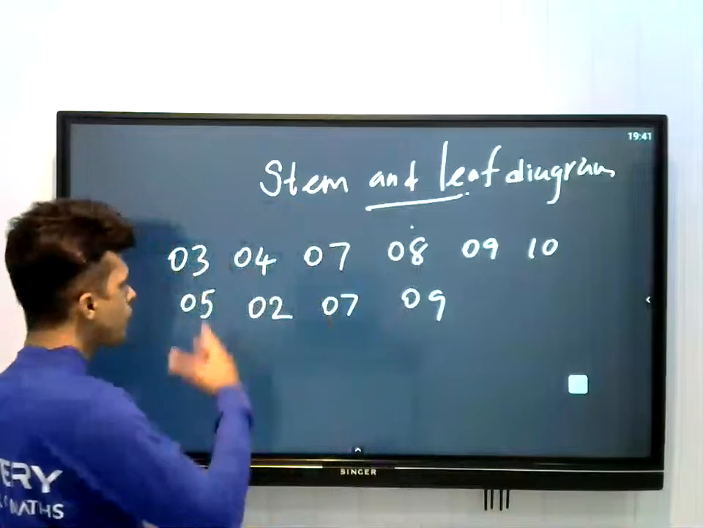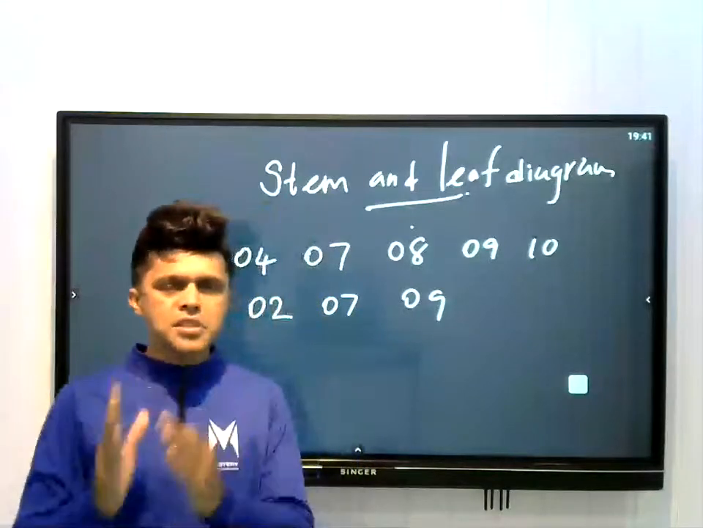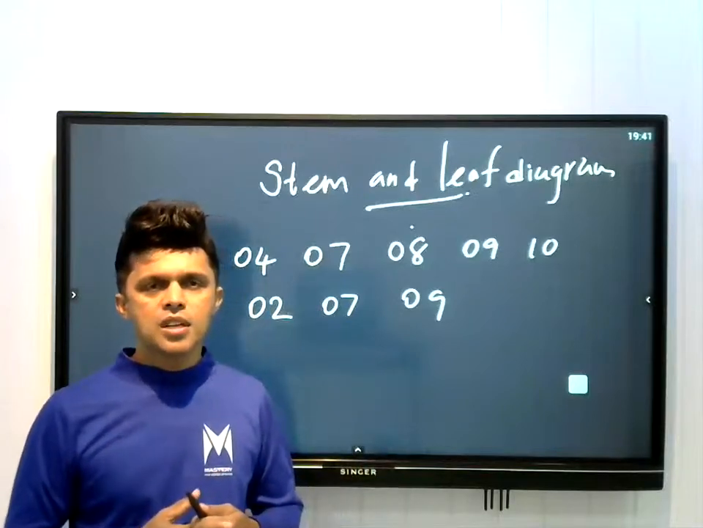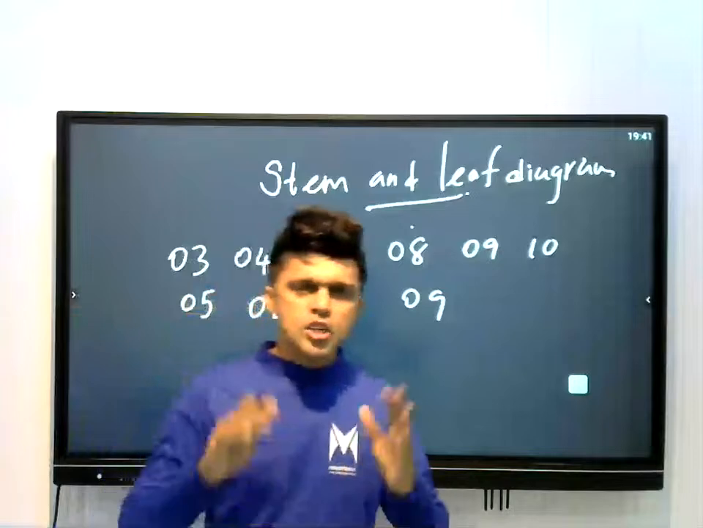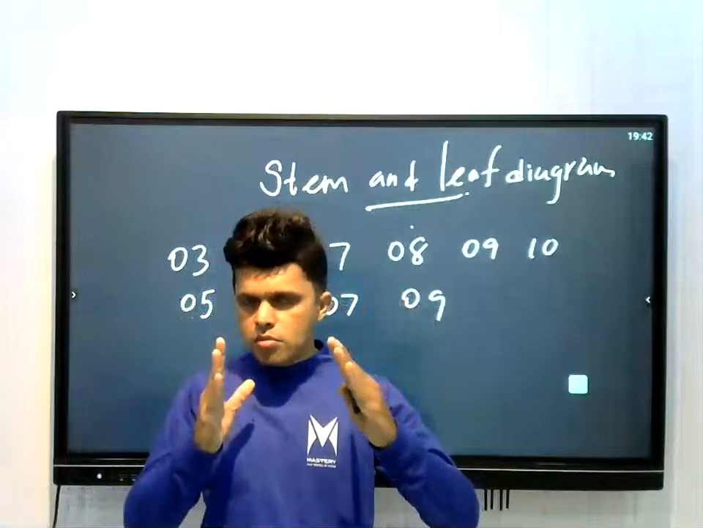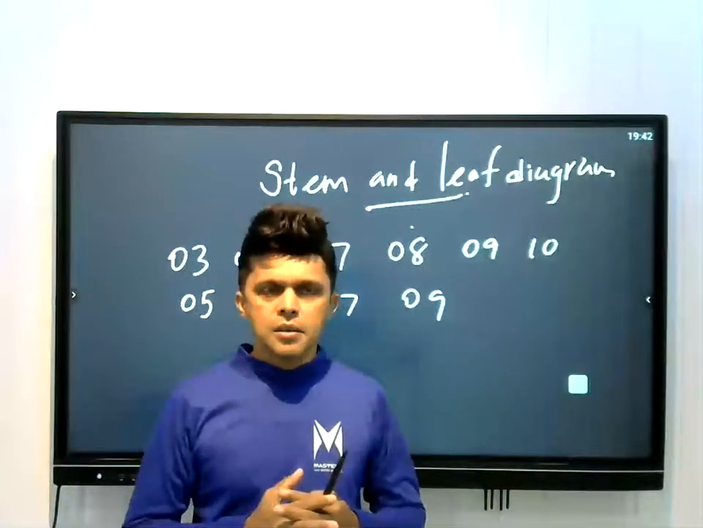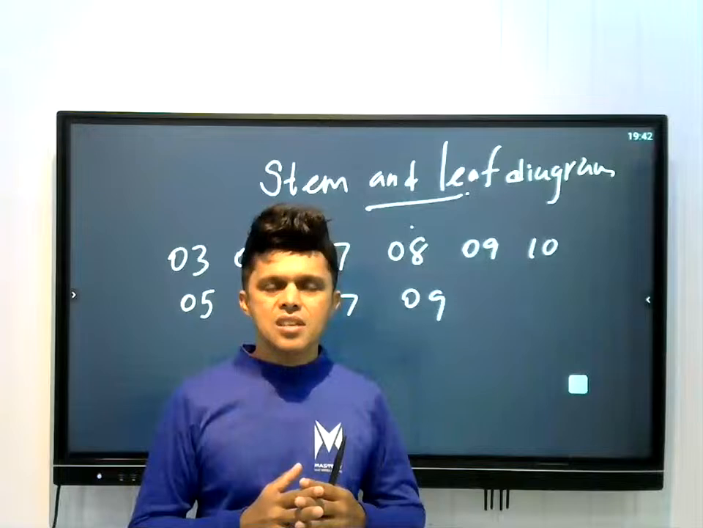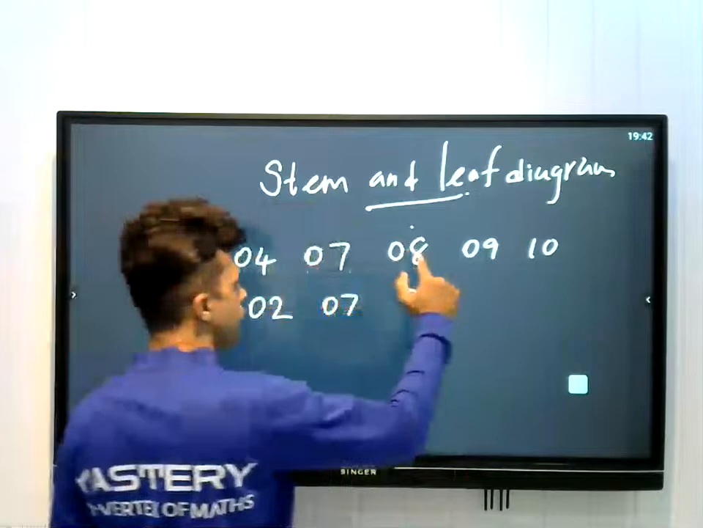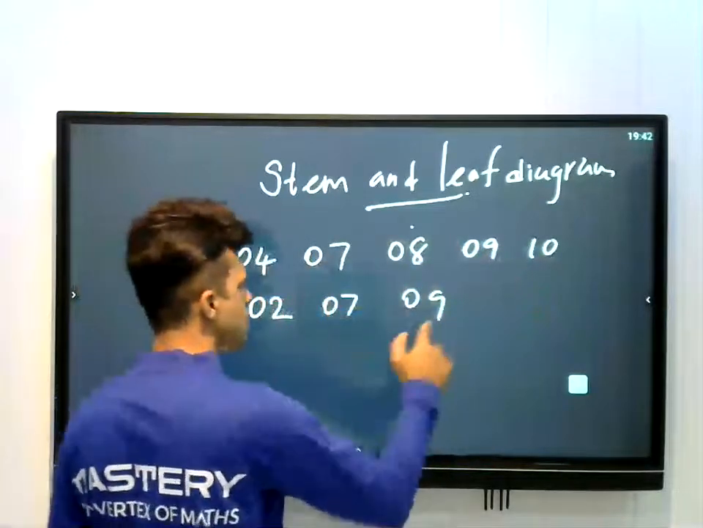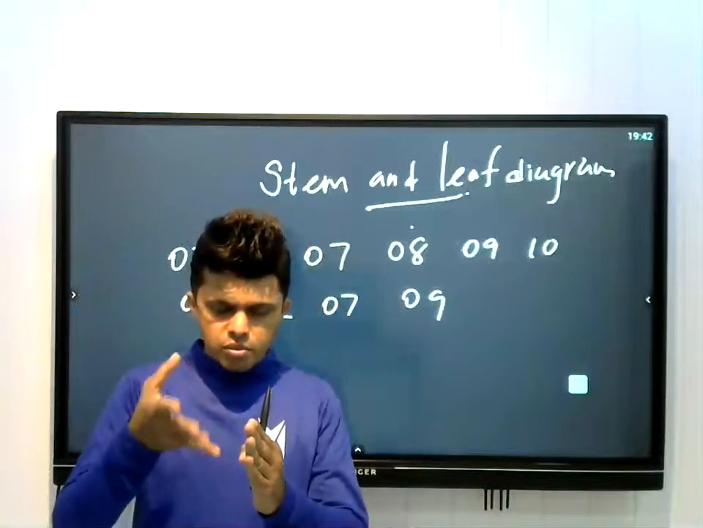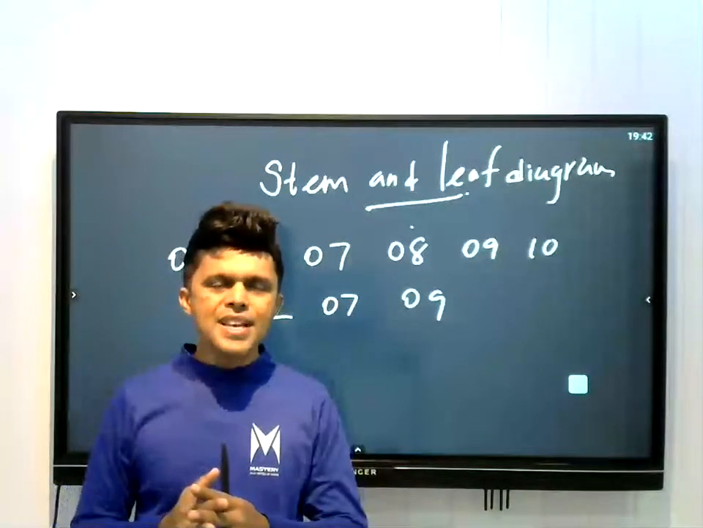So, this data can be entered in a stem and leaf diagram. How can you enter this data in a stem and leaf diagram? Before entering this data, whatever you do, bear in mind that you have to write these data in ascending order, especially. There are 10 values, so that you can write this data in the stem and leaf diagram easily.